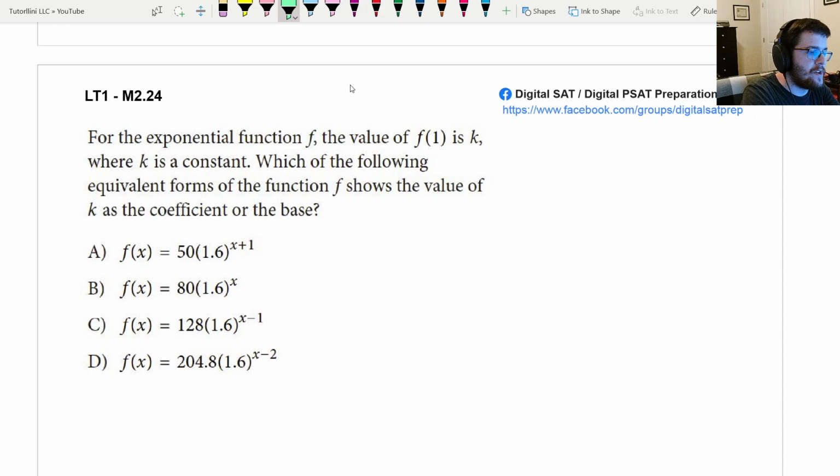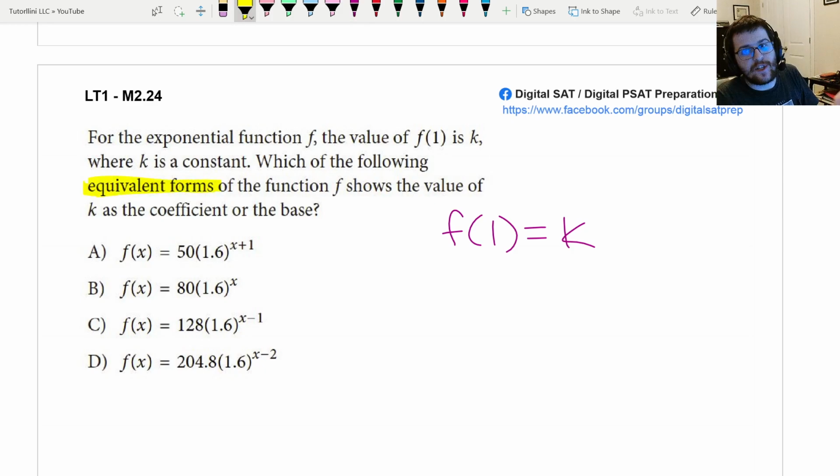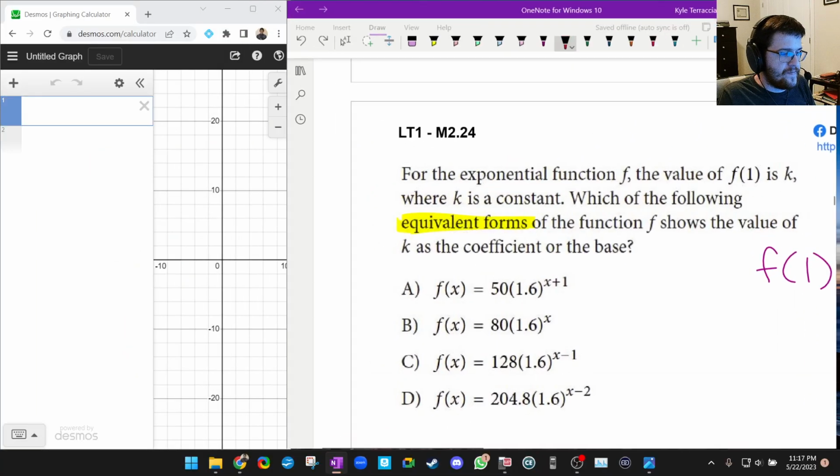Okay, so it says f of 1 equals k. And it says, this is really important, all of these are equivalent forms. So that just means they're different ways of writing the same thing. So all you're going to do is randomly pick one and plug in 1, because this is x, right? So you're going to pick a random function and find f of 1.